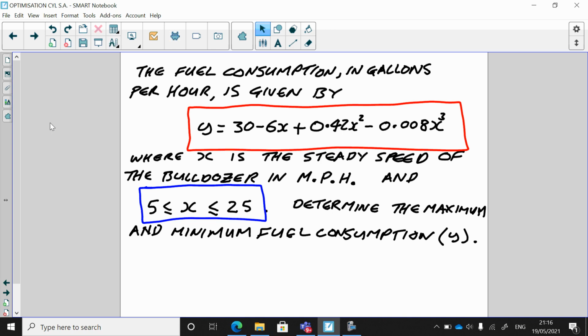So we've got the function, but there is a restriction on x here. They're saying it must lie between 5 and 25, inclusive of 5 and 25. If you get less than 5 or more than 25 for any of the values of x, you have to discount them because they're not allowed in this problem. Right, okay, let's go and get the max and min values.